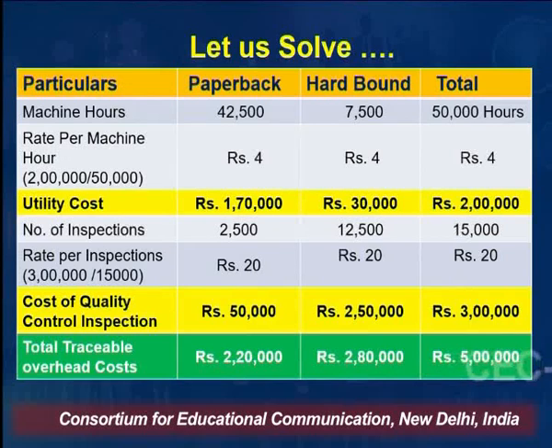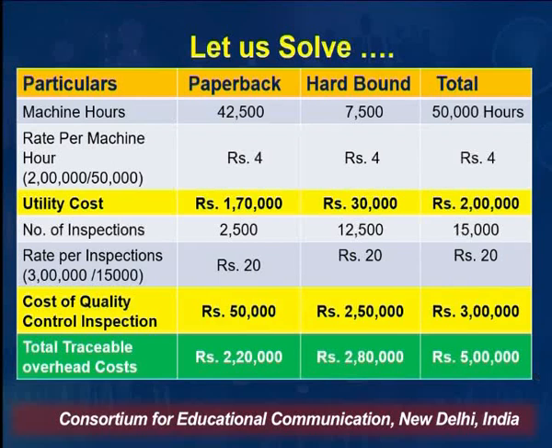So machine hours reported for the paperback was 42,500 hours. For hardbound it was 7,500 hours, and when we aggregate them, when we make total of these two, we find a value of 50,000 hours. So this publisher is having a total of 50,000 hours of working.